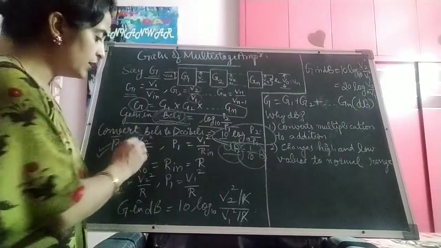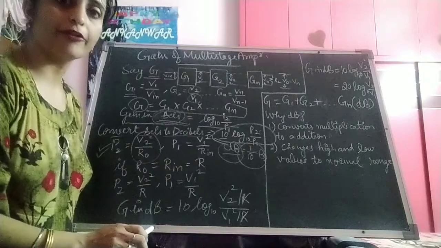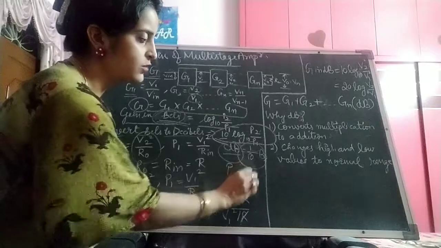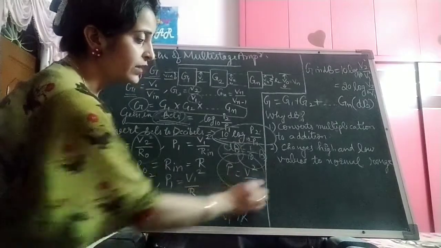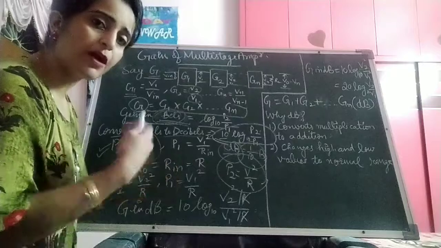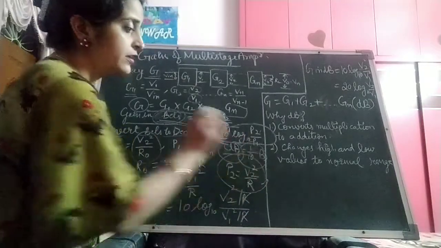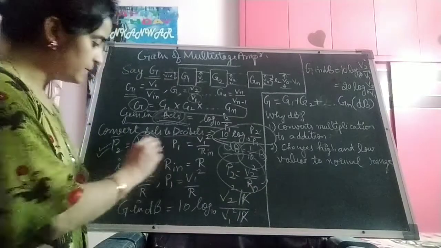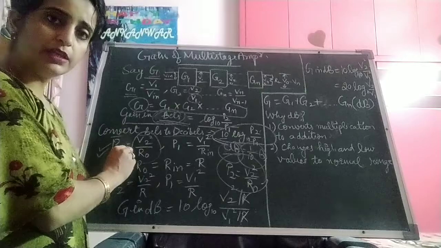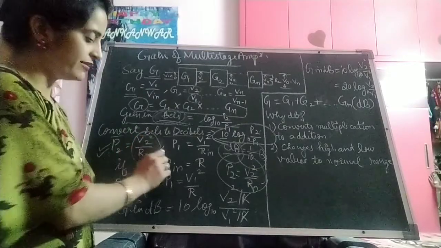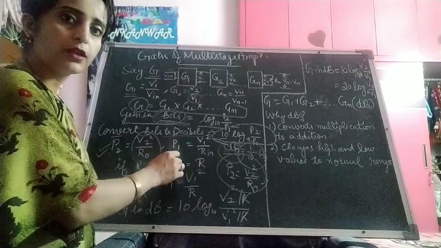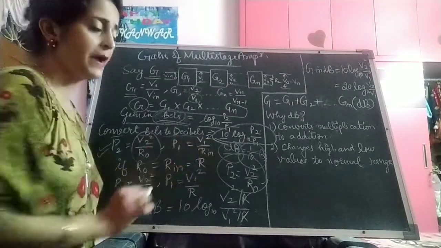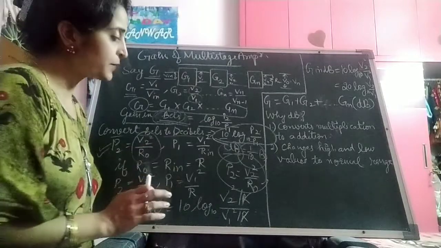It will definitely be the ratio of V square over R, as we all know that power is equal to V square by R. So if we are calculating P2, that means the power at the output side, then definitely the voltage will also be from the output side and resistance will also be from the output side. So the power at the output will be V2 square divided by R0, and P1 will be equal to V1 square divided by Rin, that is the resistance at the input side.